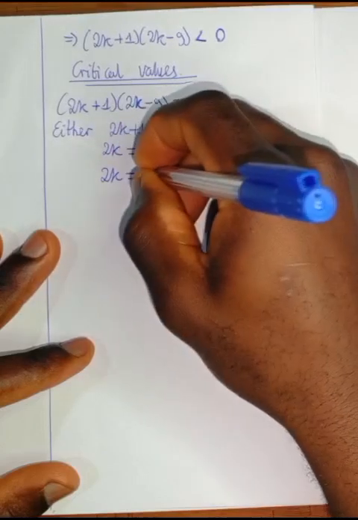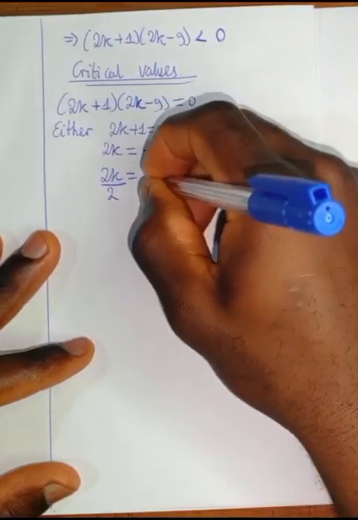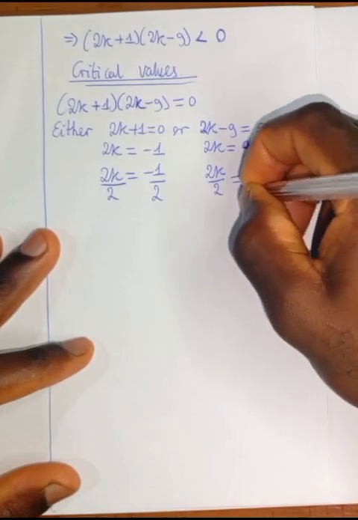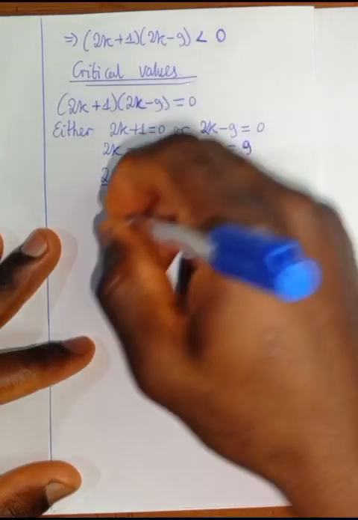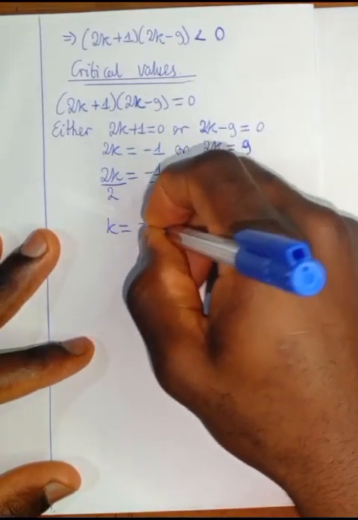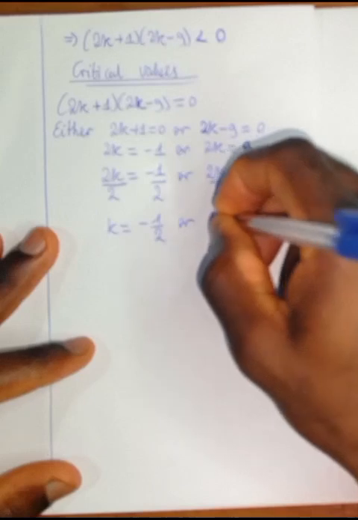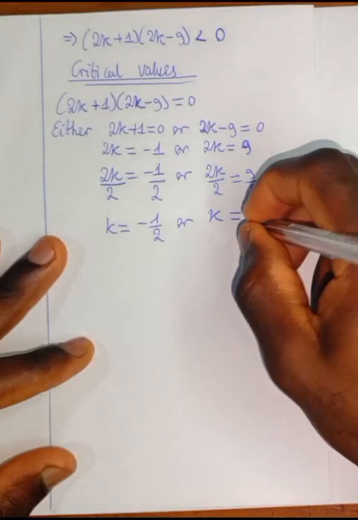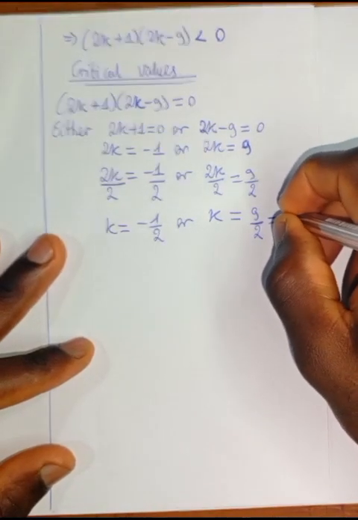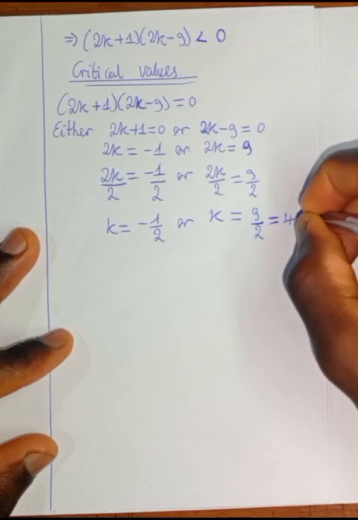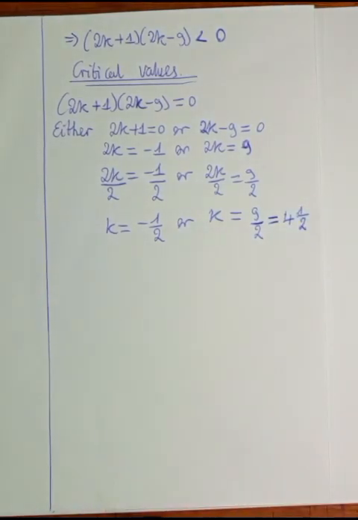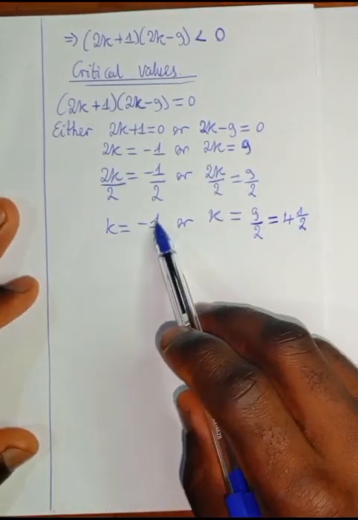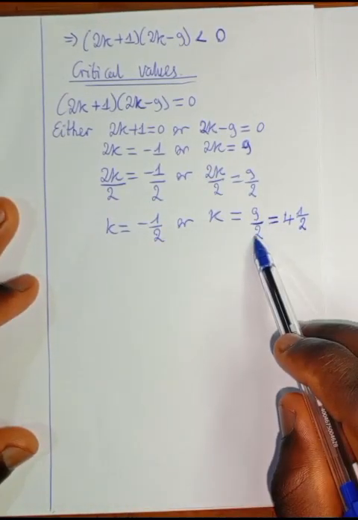Next, we divide both sides by 2. We divide here by 2, then we divide by 2 here. So this gives us k equal to negative a half, or k equal to 9 over 2, which is simply the same as 4 and a half. Now we can make use of our sign table. If we compare the critical values, you will see that negative a half is less than 9 over 2.